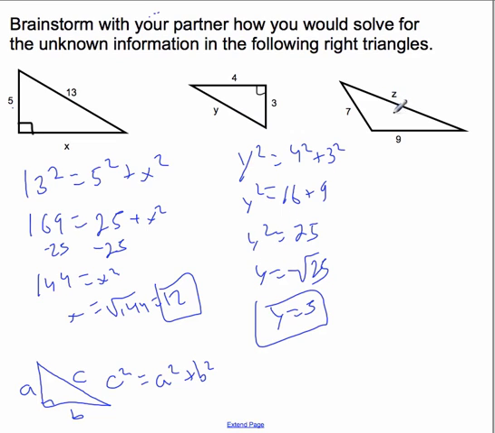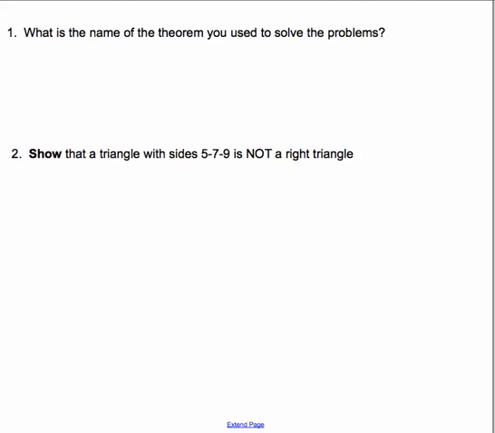In the next example, this is not a right triangle, so we're not going to be able to use the Pythagorean theorem for this one. We're going to be doing this in a couple of days using some different rules. Okay, so next I'm going to look at this example here, show that a triangle with sides 5, 7, 9 is not a right triangle.